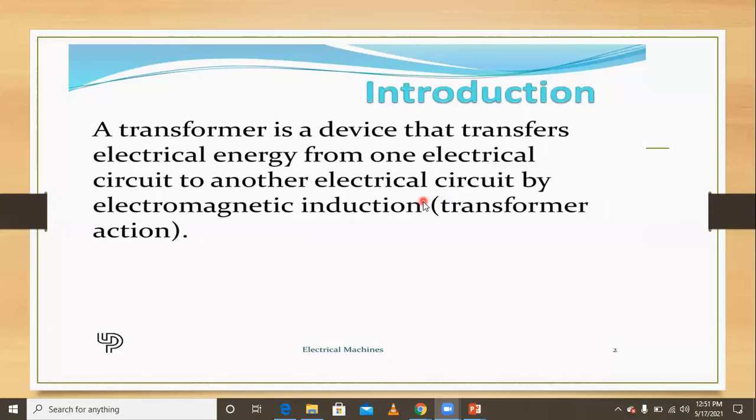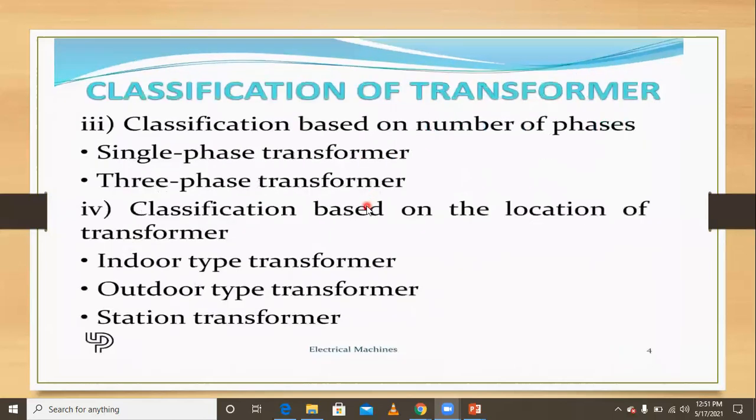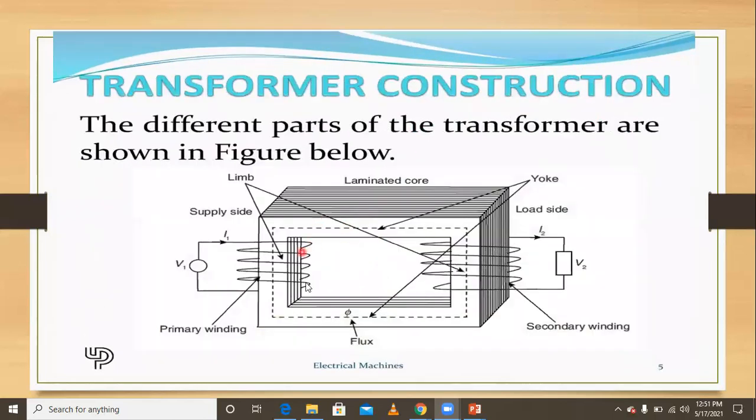From primary to secondary, there is isolation, but they are magnetically coupled. Inside the transformer, there is an energy conversion. This is the transformer winding. Here, energy is converted from electrical to magnetic and from magnetic to electrical. This is called the primary side. On the primary, energy is converted from electrical to magnetic. This is called the core, and then magnetic to electrical. Like this, energy conversion happens internally, but externally there is no energy conversion.